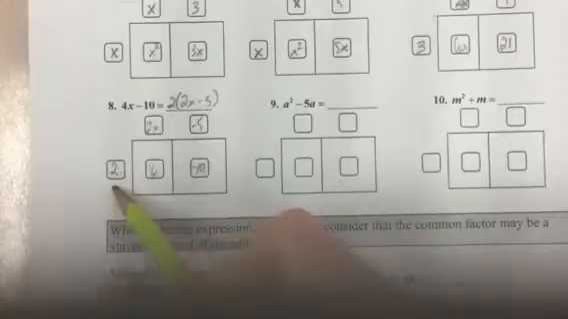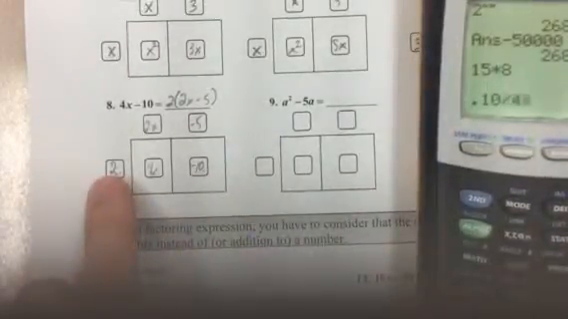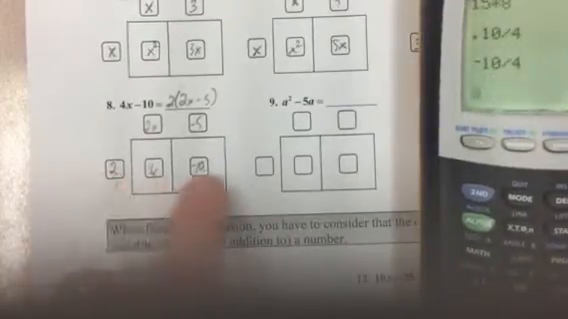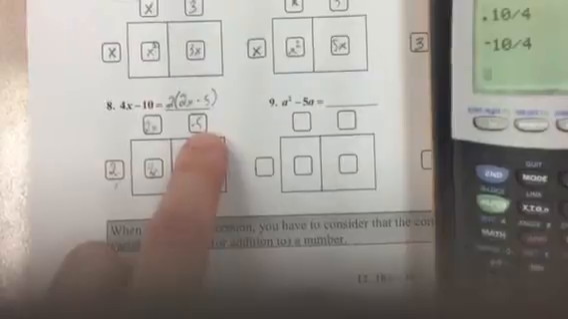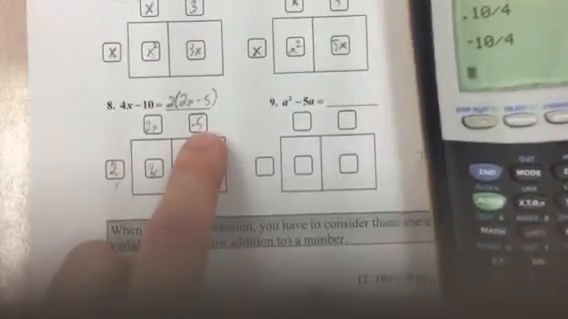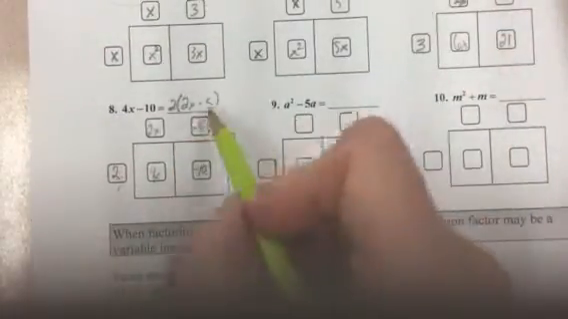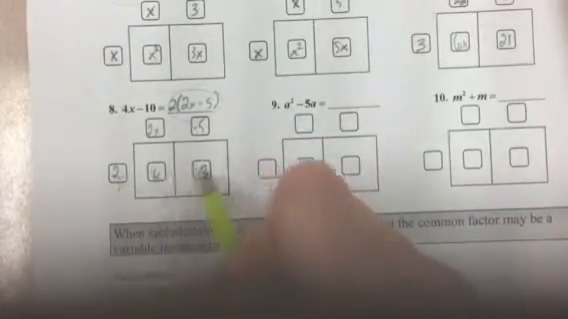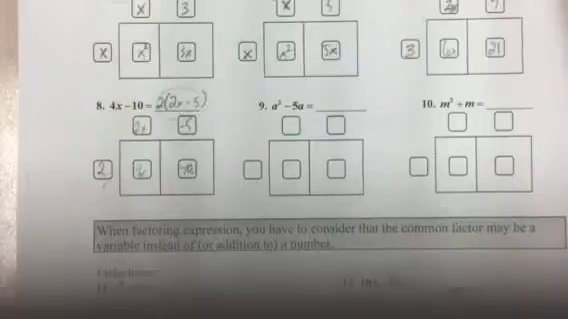Now if you had pulled a 4 out, you would have gotten -10 divided by 4 right here. You'd have gotten a -2.5 up here. And it wouldn't have been wrong. It wouldn't have been mathematically incorrect. But when we're trying to factor, we're trying to factor using integers. So you usually only want to pull out what divides evenly unless you have a really good reason not to.